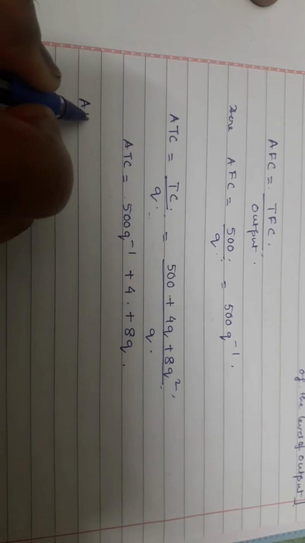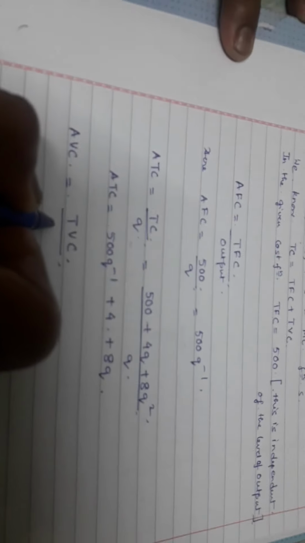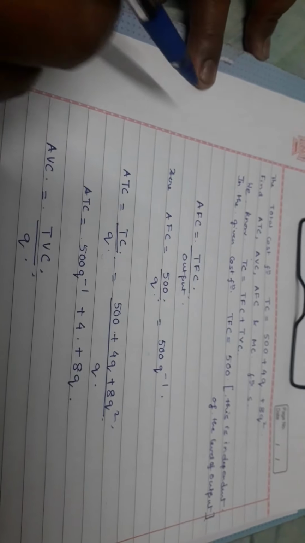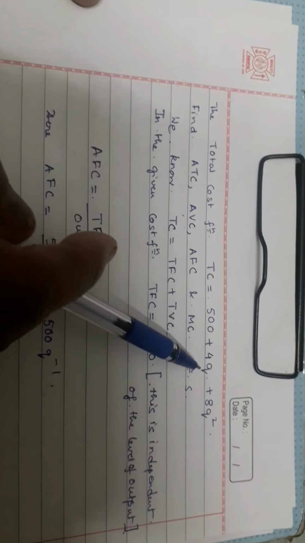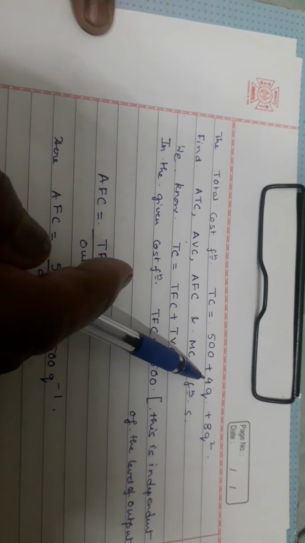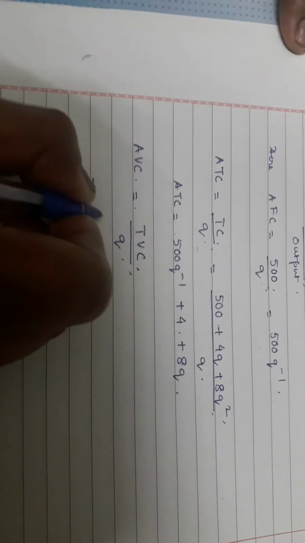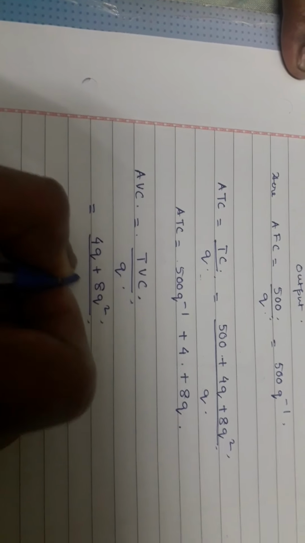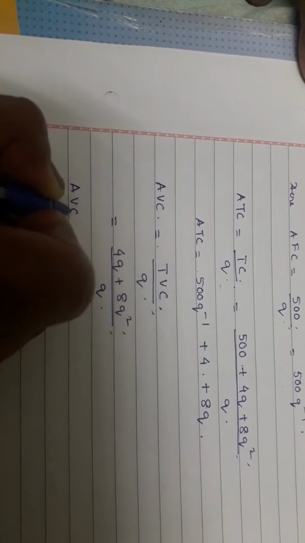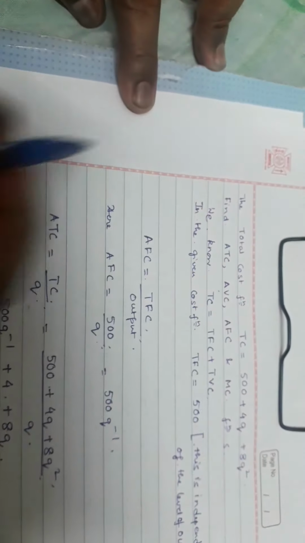Now what is average variable cost? Average variable cost is total variable cost divided by the level of output, once again Q. If out of this function 500 is the total fixed cost, then the rest must be the total variable cost, that is 4q plus 8q square. So let us write 4q plus 8q square, whole divided by Q. So AVC is equal to 4 plus 8q. Okay, so this is the average variable cost.